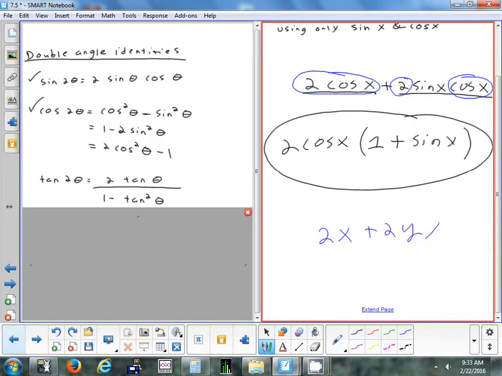Yeah, it's basically exactly like factoring this problem from Algebra 1. You'd say, well, they both have a 2. They both have an x, so I can factor out a 2x. If I factor that out, that leaves me with a 1. And if I factor it out here, it leaves me with a y. Same idea.